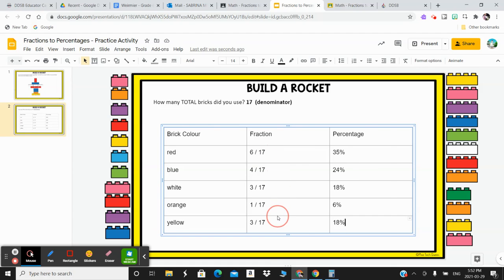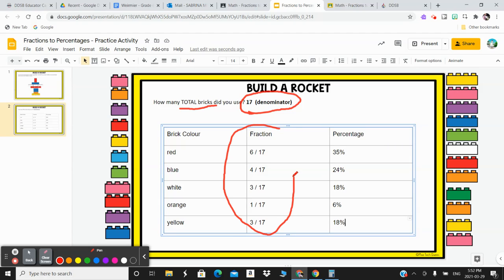So you need to do the fraction part first, okay? So you're going to figure out what your denominator is. That's why I asked you what's the total number of bricks. Figure out the fraction, and then we're going to take it to the percentage. So remember, to do that, you're going to turn your fraction into a decimal by doing numerator divided by denominator. And then whatever your answer is there times 100.